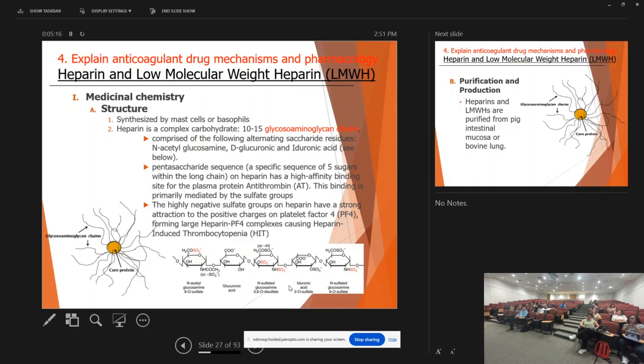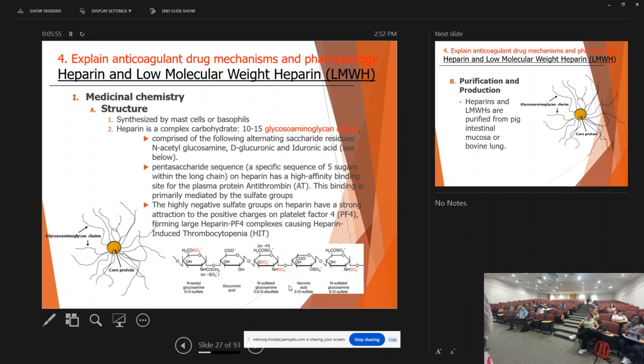It is a complex carbohydrate. It has 10 to 15 glycosaminoglycan chains. Here there is a core protein, you can see, and it has tons of these chains hanging around like a mesh, like tentacles. It is very important to know why these chains are important. What is important in this chain? Chemical. Okay. So it's composed of alternate saccharide residues.